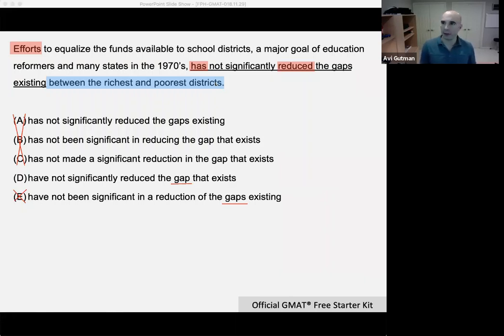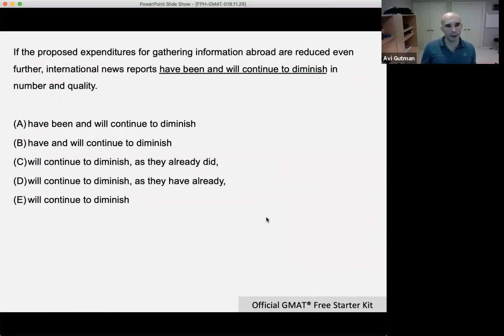Okay, so I'm going to move on to another question. This is why I didn't want to go into other differences in the answer choices. This is not a grammar lesson. It's just a verbal reasoning lesson. So let's go ahead and try this one.